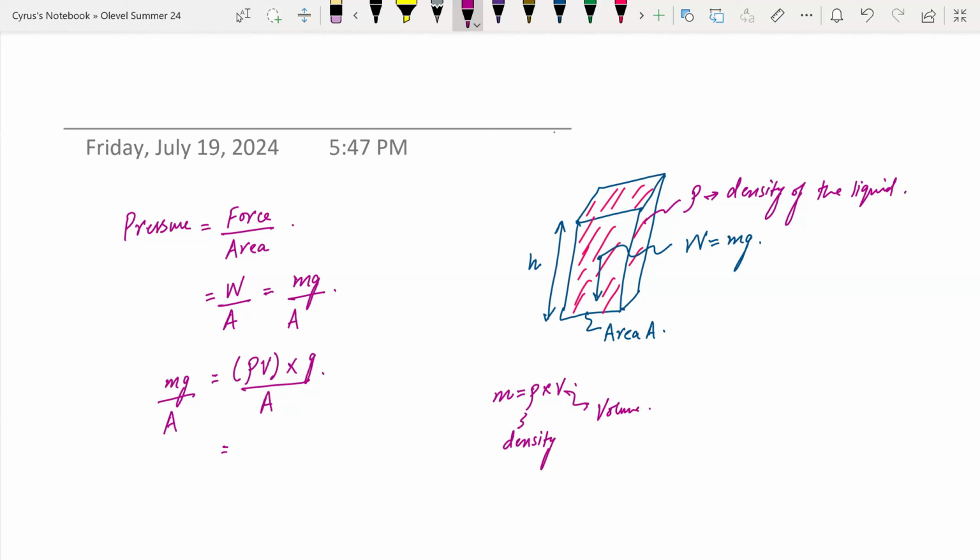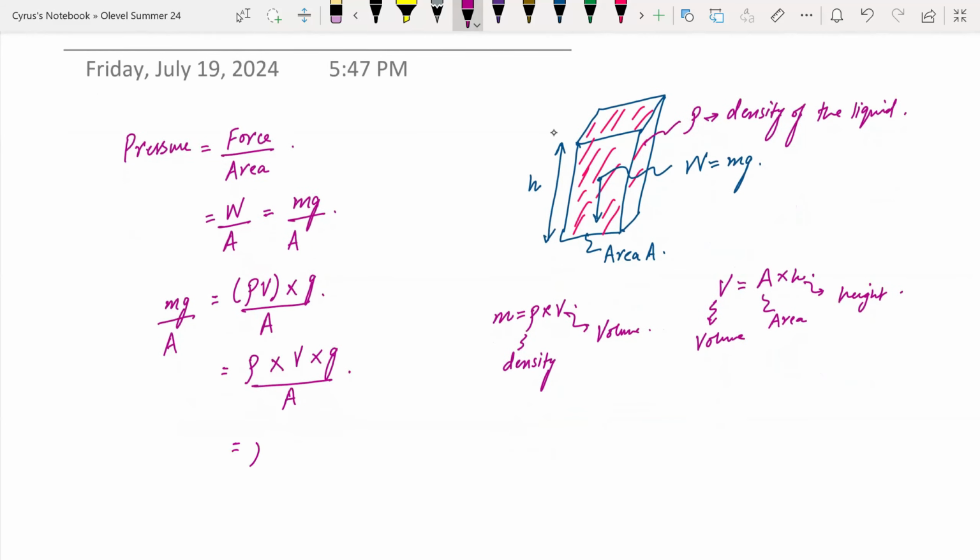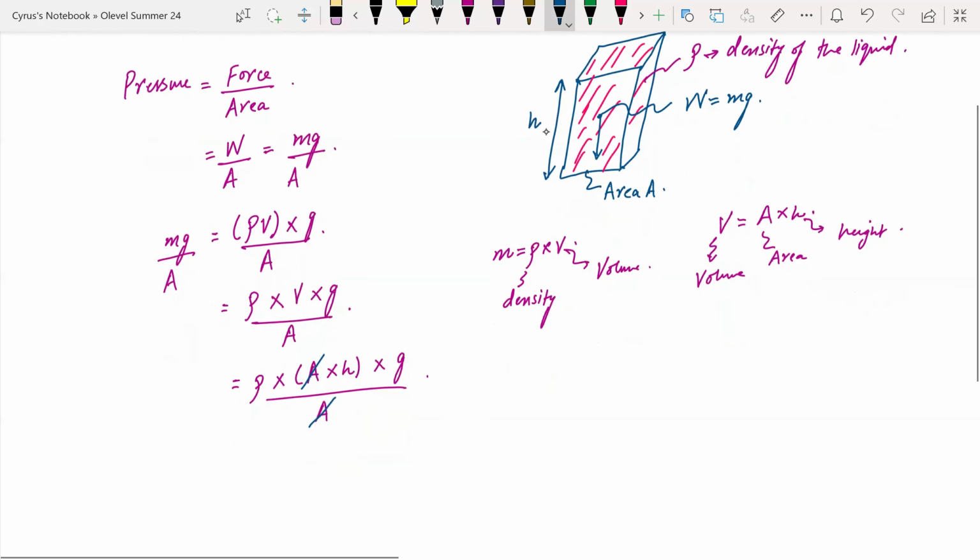और हमें पता है कि ये जो वॉल्यूम है, वॉल्यूम क्या होता है? एरिया इनटू हाइट होता है ना. This is the volume, this is area, this is the height. So we can write here density into volume into g over A. We can also write here वॉल्यूम की जगह हम लिख सकते हैं एरिया इनटू हाइट इनटू जी ओवर ए. ये एरिया एरिया से कैंसिल आउट हो जाएगा, ठीक है? और प्रेशर would be rho g h.